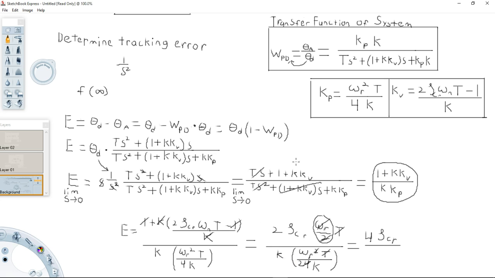So what you would be left with is 4 times the critical damping ratio over the resonance frequency. And this would be your tracking error. So this is basically saying that with everything that you have in the system right now, you're still going to have some error. And this error is due to, in this case, your critical damping ratio and your resonance frequency. You're always going to have to find a balance between that to reduce the error.